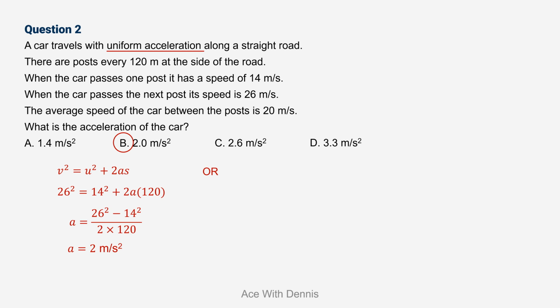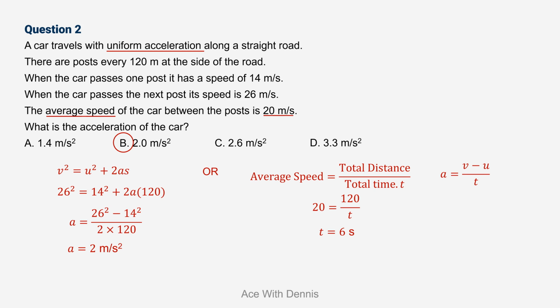Or you can use another method, because you might wonder why they give us the average speed. The average speed is 20 meters per second. So we can use the average speed formula, which is the total distance divided by the total time traveled. Let's label the time as t. Then we substitute the values: average speed is 20, the distance is 120, hence t will be 6 seconds. Then we can calculate the acceleration, which is a equals v minus u over t. The v is 26 meters per second and u is 14 meters per second, divided by 6 seconds, we get the acceleration is 2 meters per second squared. You can use either of these two methods, both give you the same answer. So the answer will be B, 2.0 meters per second squared.